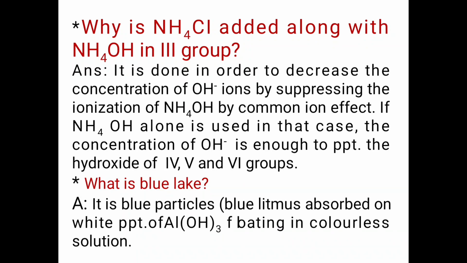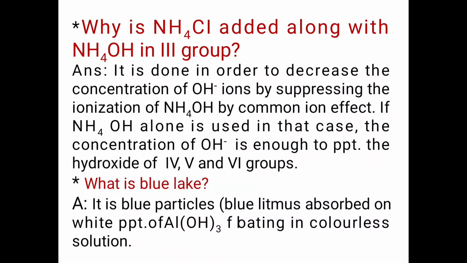Why is ammonium chloride added along with ammonium hydroxide in group 3? In order to decrease the concentration of OH- ion by suppressing the ionization of ammonium hydroxide by the common ion effect. If ammonium hydroxide alone is used, in that case, the concentration of OH- is enough to precipitate the hydroxides of group 4, 5 and group 6 also. That's why, in order to suppress it, we use the common ion effect.